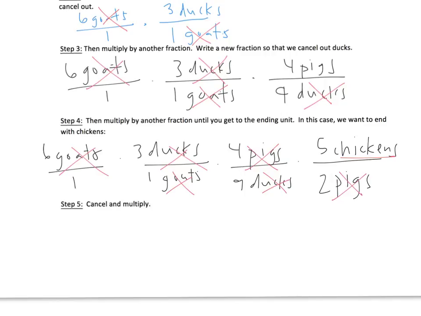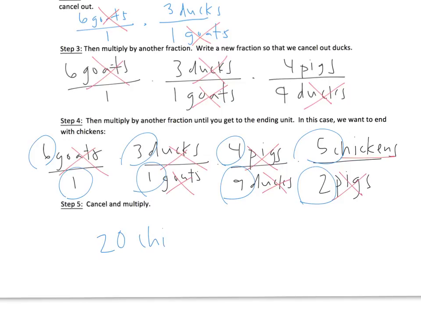Now we actually have to figure out how much it would take to trade the 6 goats to chickens. So now we have to multiply 6 times 3 times 4 times 5, and then divide that by whatever 1 times 9 times 2 is. And our final answer is 20 chickens. That's how much we can get for 6 goats.